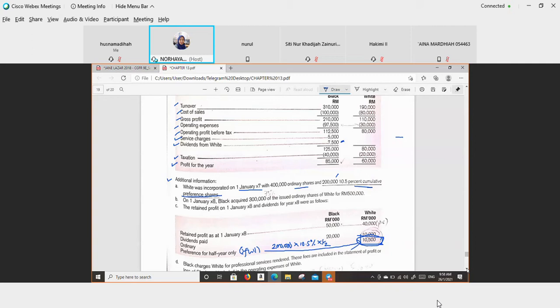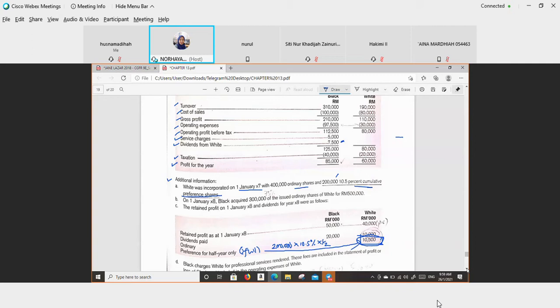You take your calculator and then you calculate 200,000 times 0.105. Okay, and then you divide by 2. Okay, you get 10.5 million. So this is preference share and preference dividend for half year. Separuh tahun je. Okay. Calculate lagi. Continue lagi. Taxation profit.